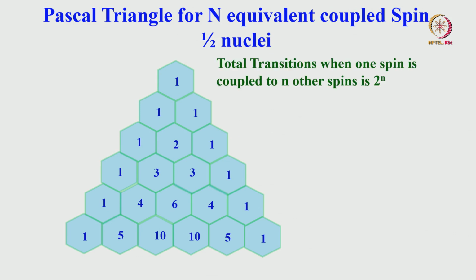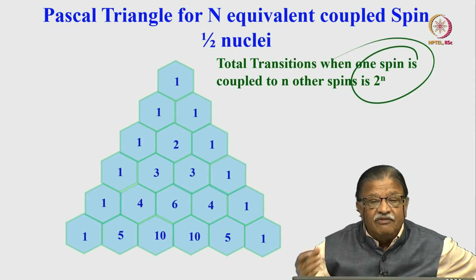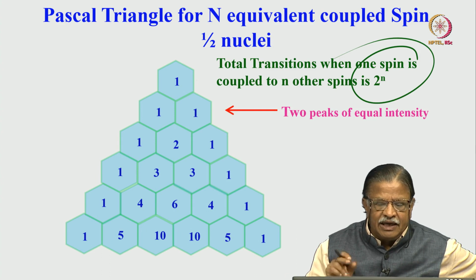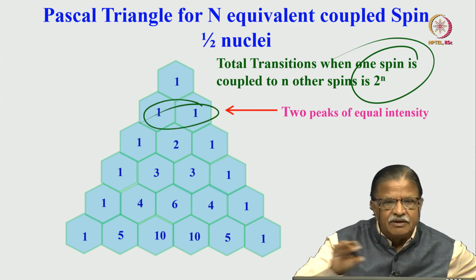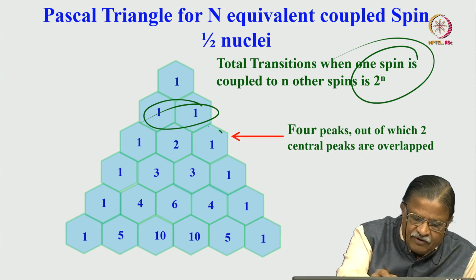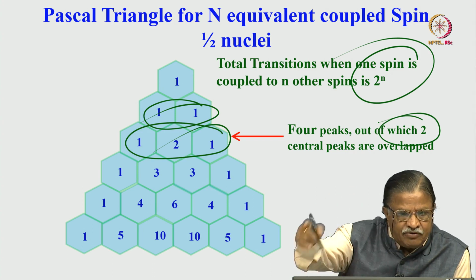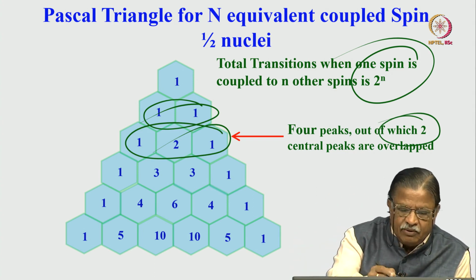Now, the question is total transitions. I said when n spins are coupled it is 2 to the power of n. Where are those n's? Please remember here 2 peaks of equal intensity, one is coupled to the other one, that is fine. When it is coupled to 2 equivalent spins, we get 4 lines, but remember 2 of which are overlapped. So, 2 to the power of 2 is 4. There are 4 peaks, only 2 are overlapped.